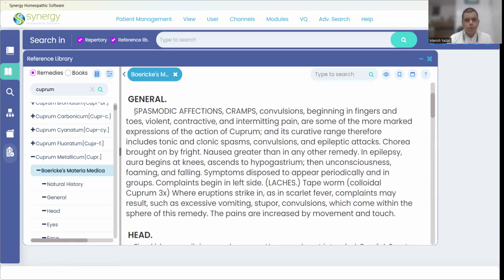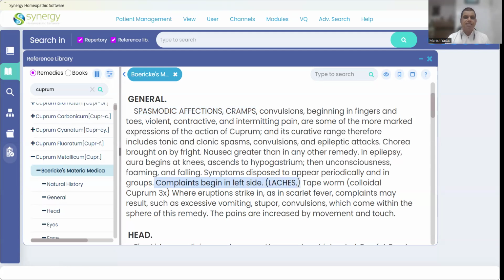So again, you can see in Boric, as I told you, when you read the Materia Medica, look for the bolds and italics. So what is the bold? Spasmodic affection and cramps. You cannot prescribe Cuprum metallicum if there is no history of spasms, cramps. Okay, remember that. Symptoms disposed to appear, complaints begin in the left side.